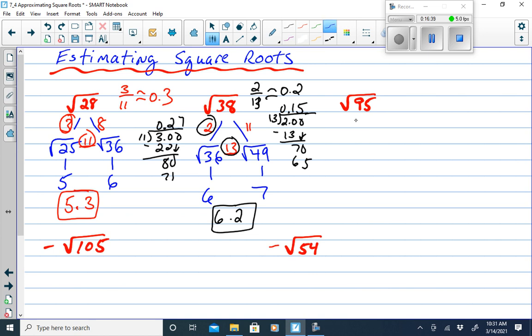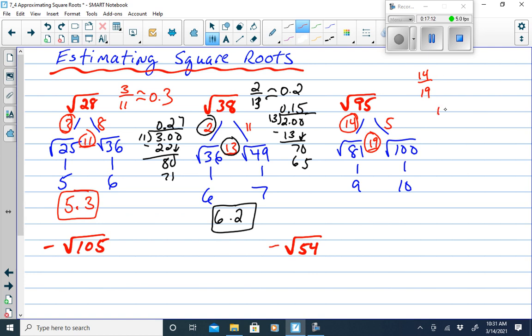Our next one, square root of 95 is in between the perfect squares of what, 81 and 100. Square root of 81 is 9. Square root of 100 is 10. We are 14 away, and here is 5 away, so the difference here is 19. So we have to do a little long division. We need to find the fraction for 14 over 19, using those differences there.